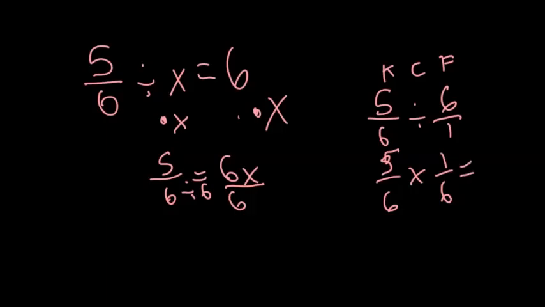Nothing to simplify there, so 1 times 5 is 5, 6 times 6 is 36, so x equals 5 over 36. So there's just one extra step when you have the division of the variable, and that's to multiply the variable and then solve it.